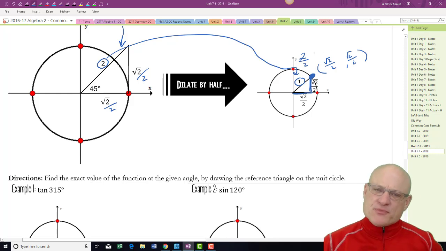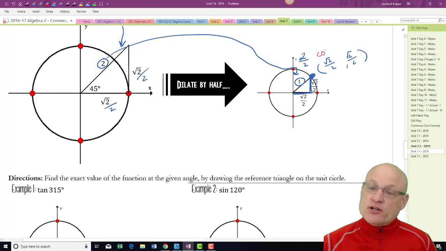Well, if you try to remember, the x value is the cosine of theta, and the y value is the sine of theta. Well, what is theta in this case? That's 45 degrees. The cosine of 45 degrees is the square root of 2 over 2, and the sine of 45 degrees is the square root of 2 over 2.